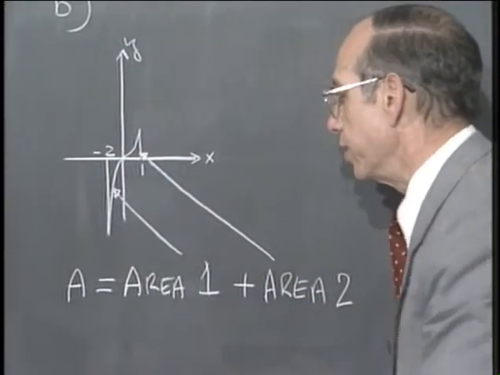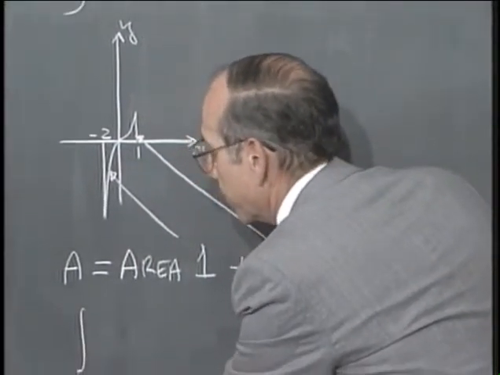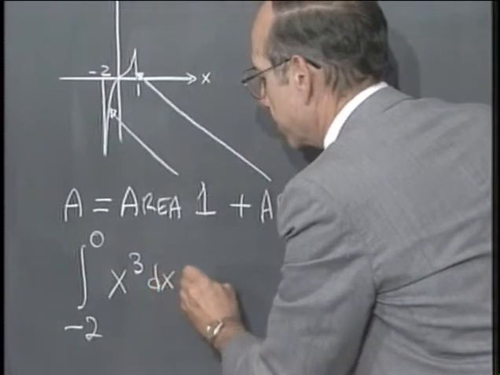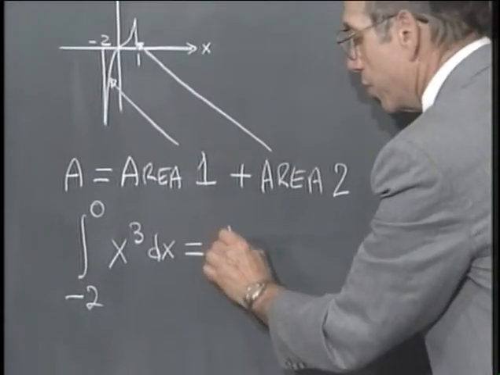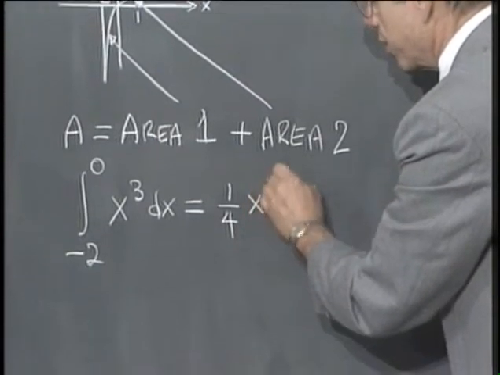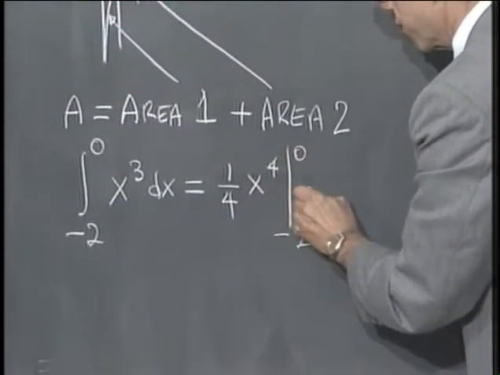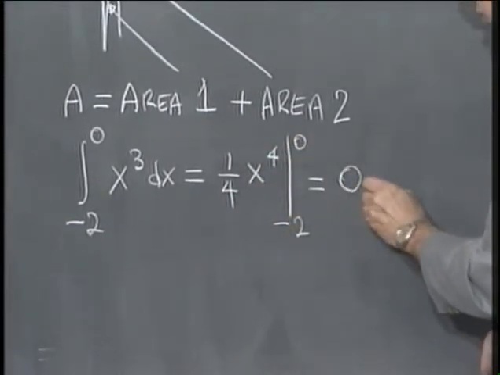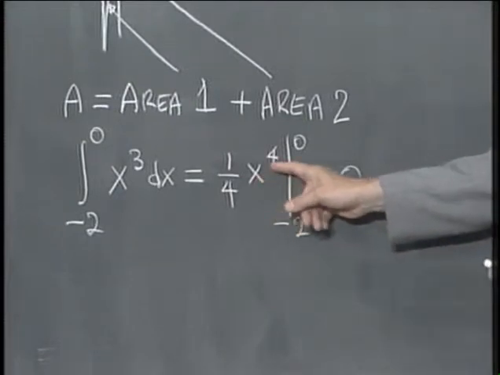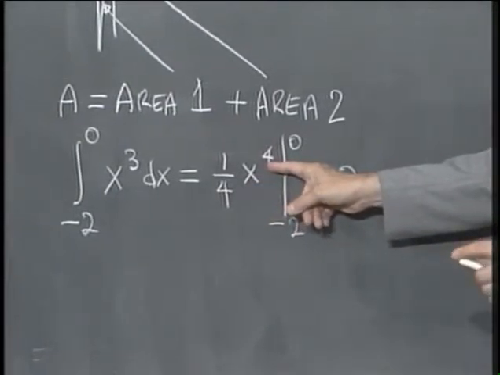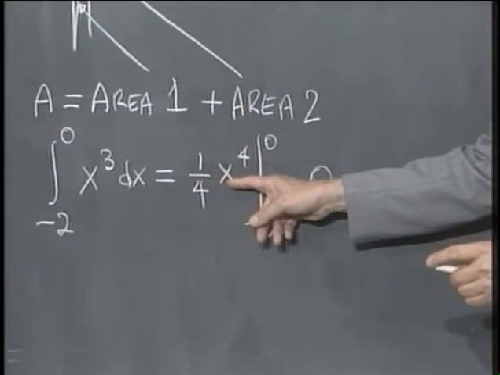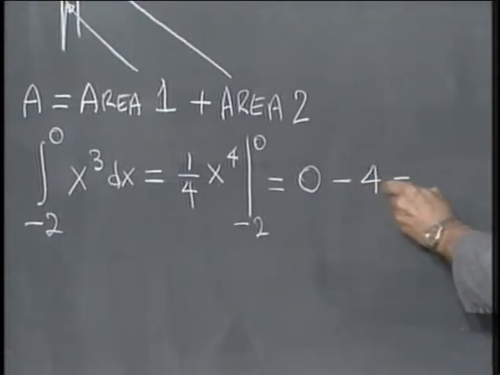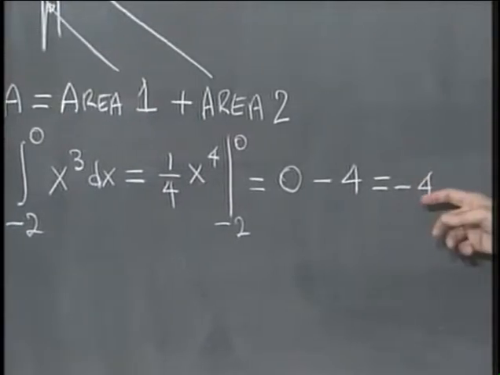To find area 1, we take the integral from minus 2 to 0 of x cubed dx. That's equal to 1/4 x to the 4th evaluated from minus 2 to 0. If we substitute 0, this becomes 0. If we substitute minus 2, we get minus 2 to the 4th, which is the same thing as 2 to the 4th, or 16. 1/4 of 16 is 4. Remember, we subtract what we get at the lower limit, so we have 0 minus 4, and this turns out to be minus 4 as predicted.